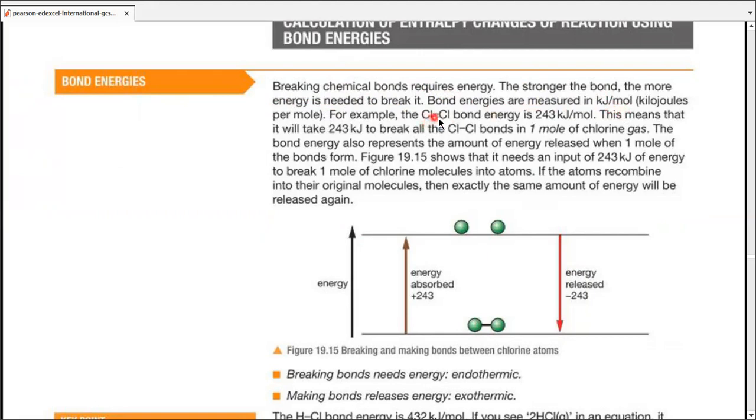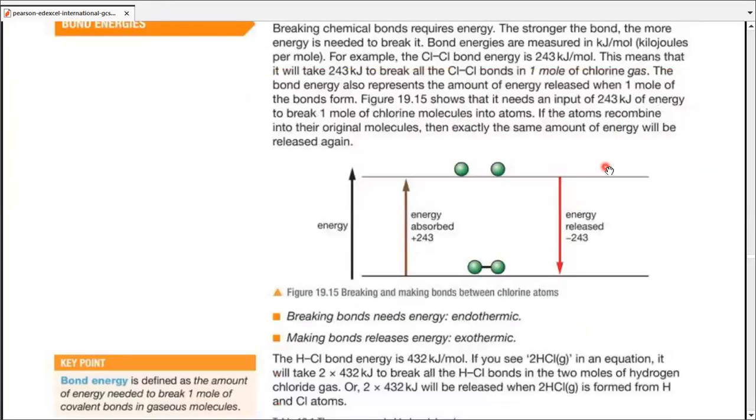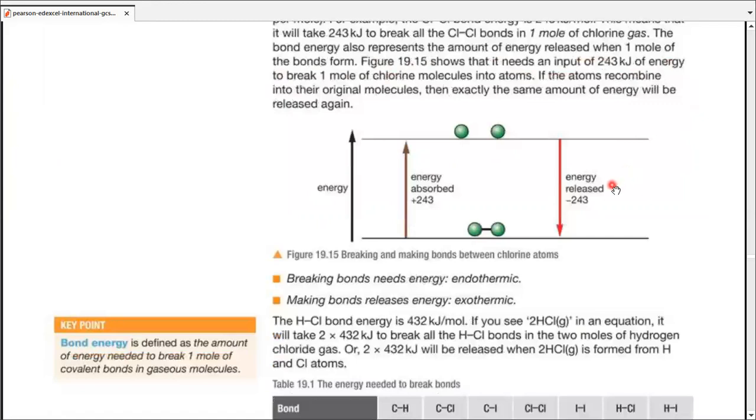For example, the Cl-Cl bond energy is 243 kilojoules per mole, which means if we want to break all the Cl-Cl bonds in 1 mole of chlorine gas, we would require 243 kilojoules of energy. So that's pretty simple. Every bond can be explained in terms of its bond energy, which means if you need to break the bond in 1 mole of its molecules, 1 mole of bonds, you would require that much energy. And it's pretty simple since it's a cyclic process.